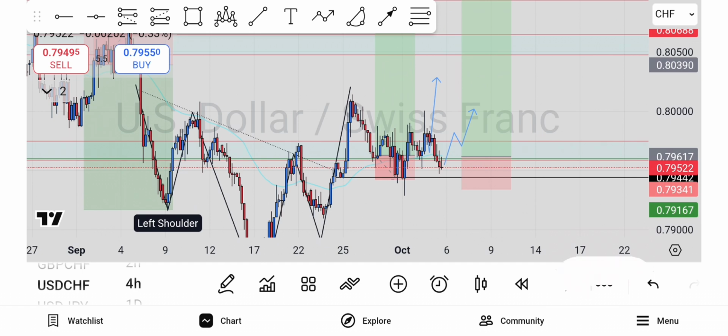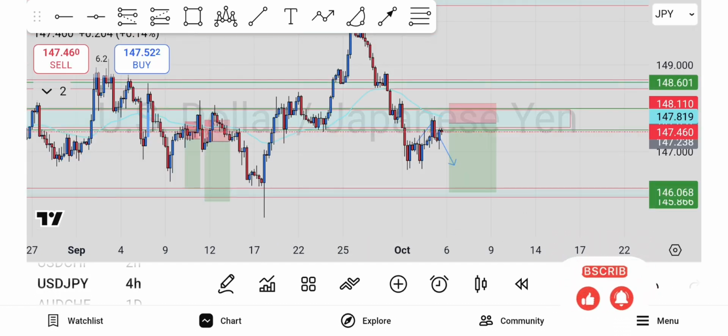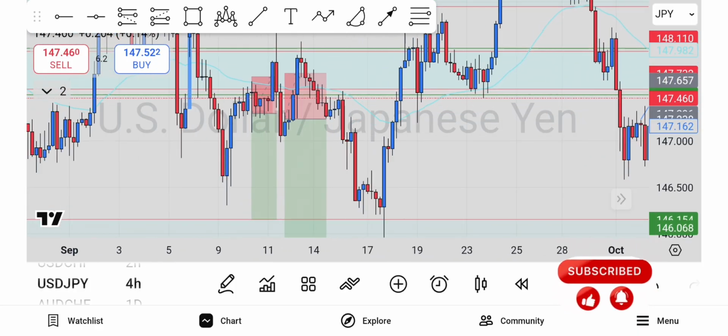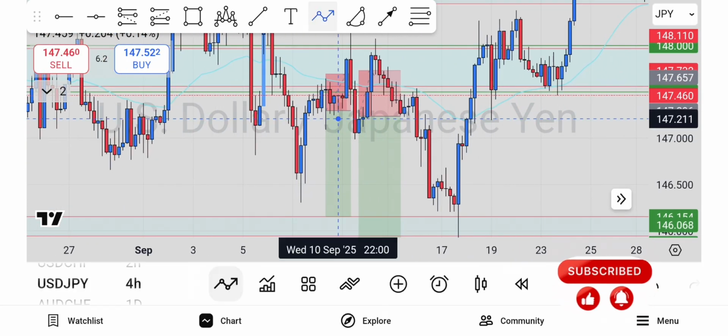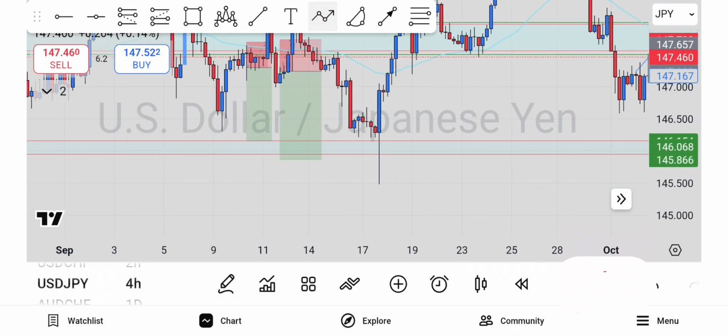It's not the first time. If we see, we had something like that on USD JPY. USD JPY got stopped out 2 times before the market went in my direction here. So it happened most of the time.